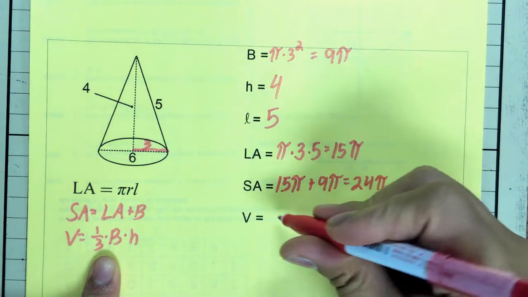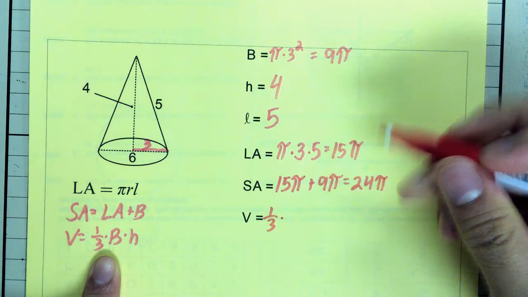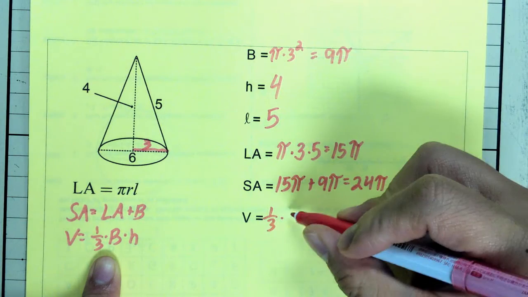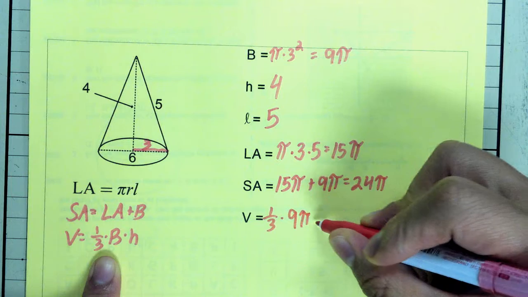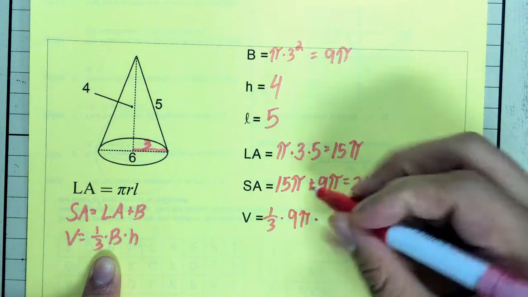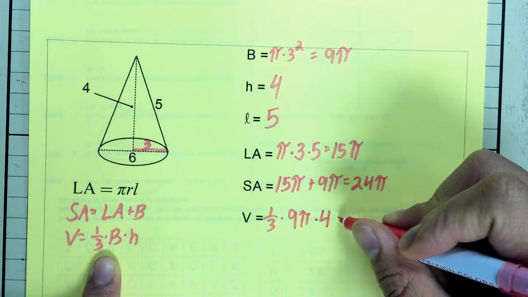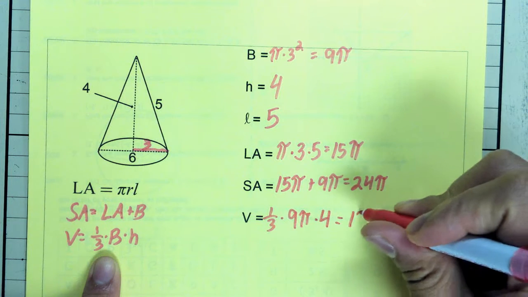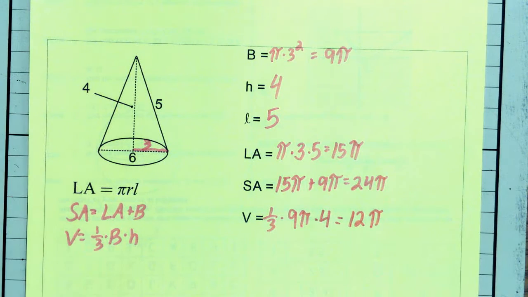Finally, volume is 1/3 times area of my base, 9 pi, times height of that cone, 4, to get 12 pi. So there you have surface area and volume of a cone.